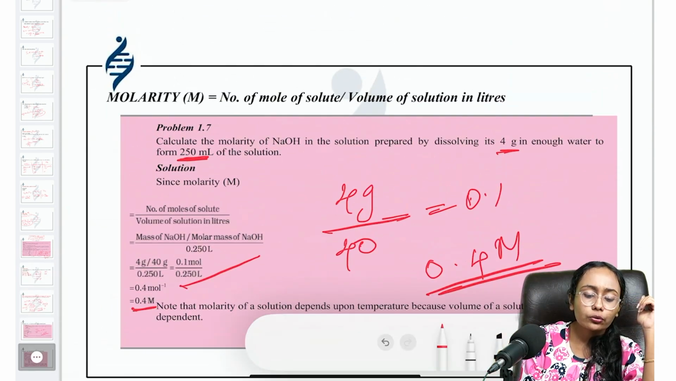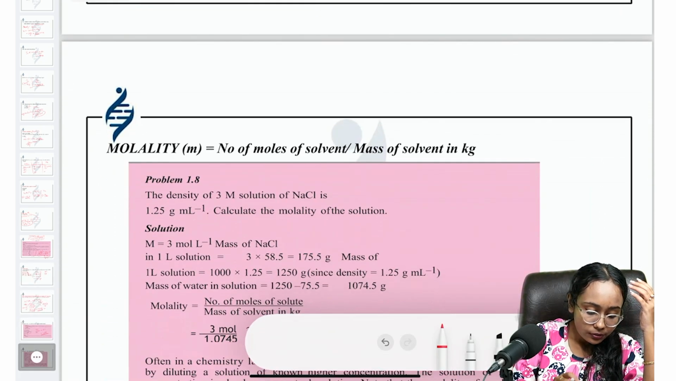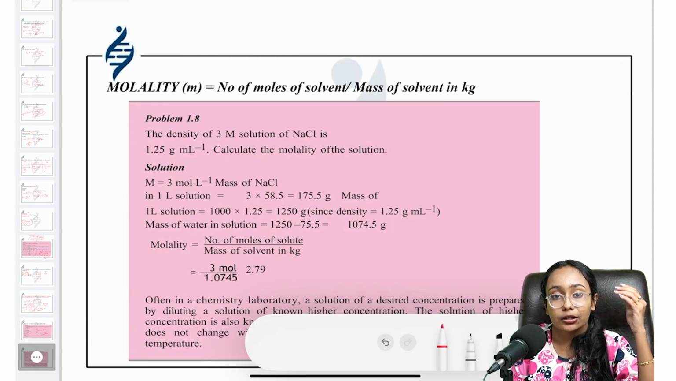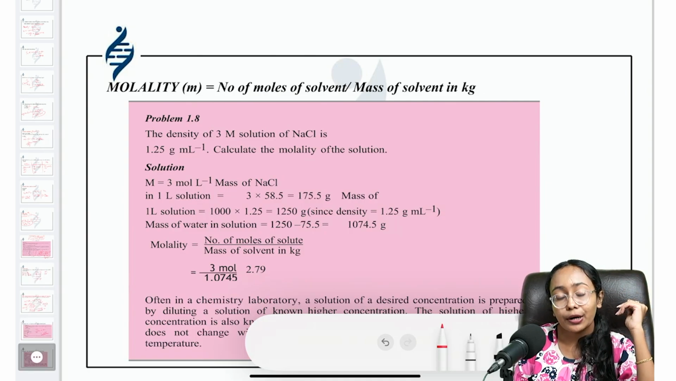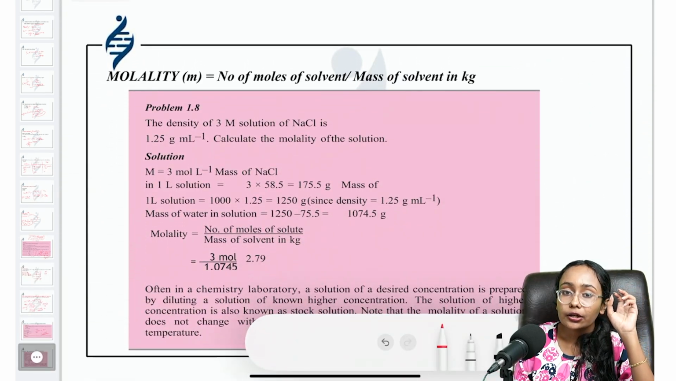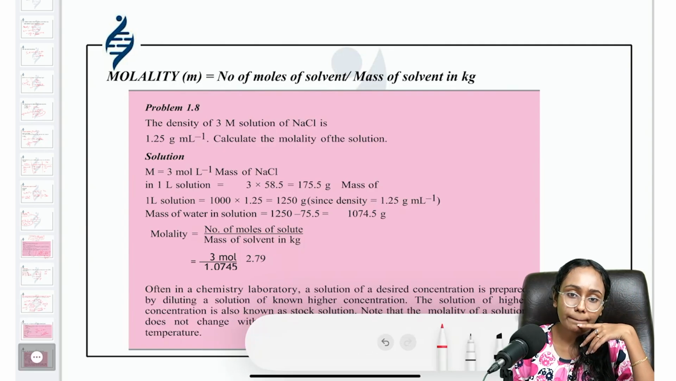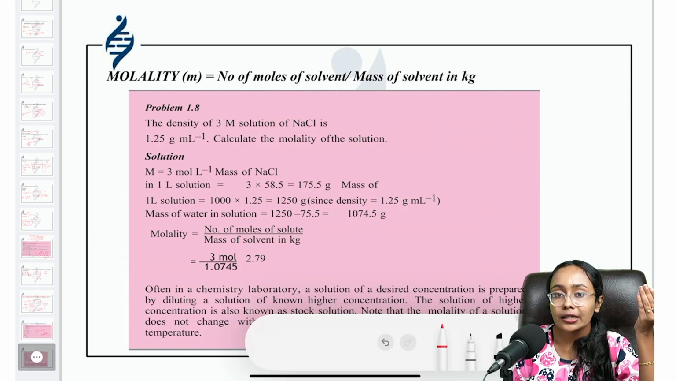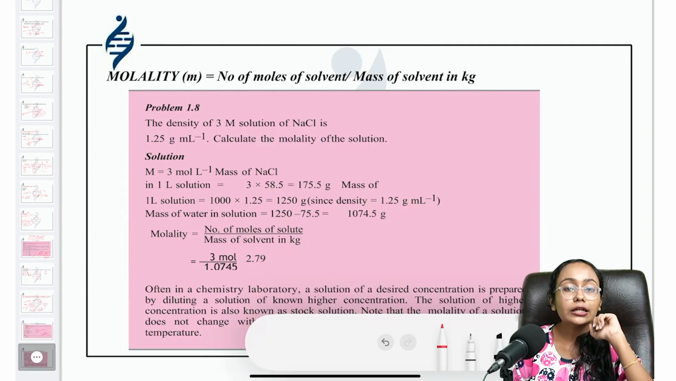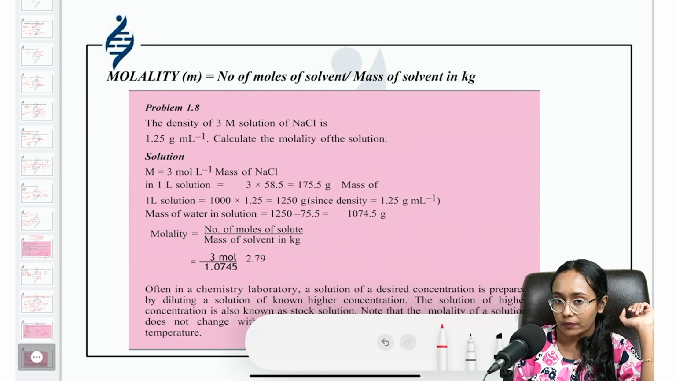So just simple. If you know the equation to find molarity, you'll feel much easier to know what molality is. Molarity means number of moles of solute divided by volume of solution in liters, right? In the case of molality, you need to divide the number of moles of solute by the mass of solvent in kilogram. In the case of molarity, you divide by volume of solution in liters. In the case of molality, you divide by the mass of solvent in kilograms.